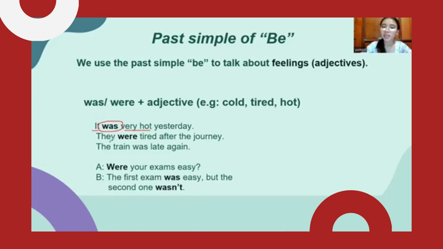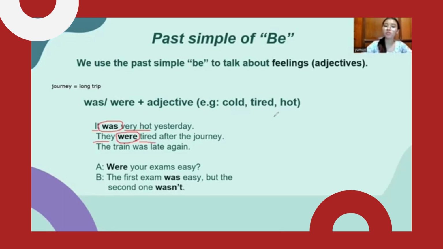Okay, and they were tired after the journey. Journey means it's a long trip, okay. Journey is equal to long trip. So they were very tired after the journey. They, subject, were, past simple be, tired, adjective.